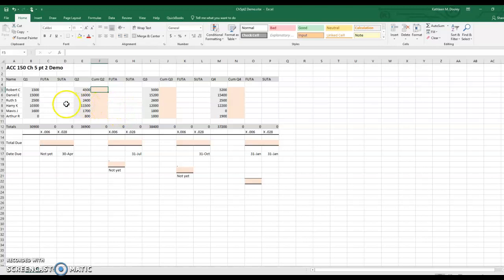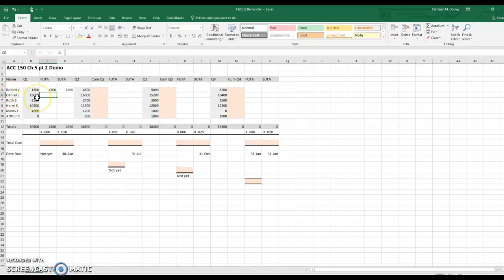Okay, so let's take a look and get started on this. For the first quarter, we don't have a cumulative column because the gross wages for the first quarter are the cumulative for the end of the first quarter. If we take a look at Robert, he has $1,500. That's well below the maximum, so all of his gross wages are taxable for FUTA. Also, the South Carolina SUTA maximum is $14,000, which is even more, so all of his wages are taxable for SUTA as well.